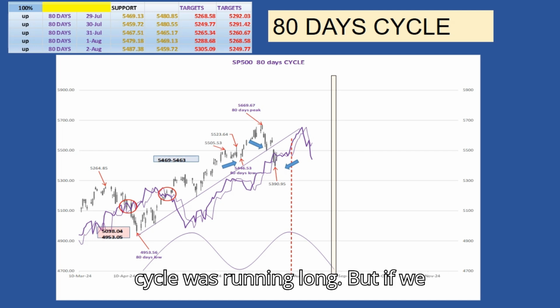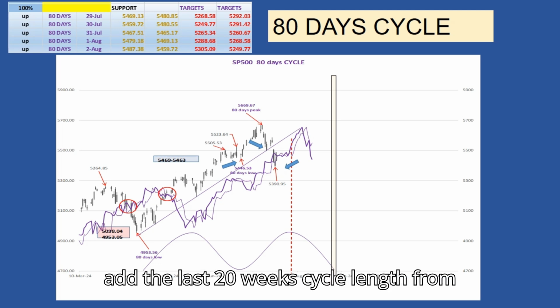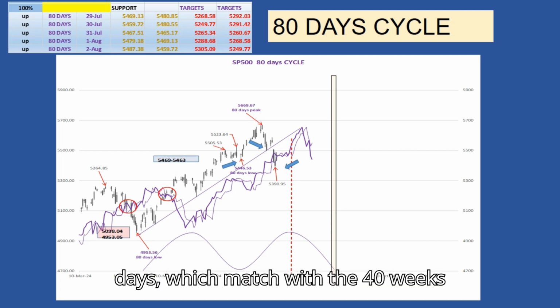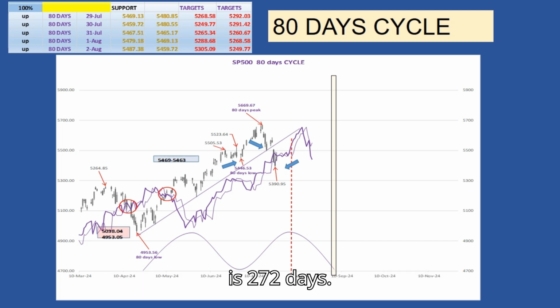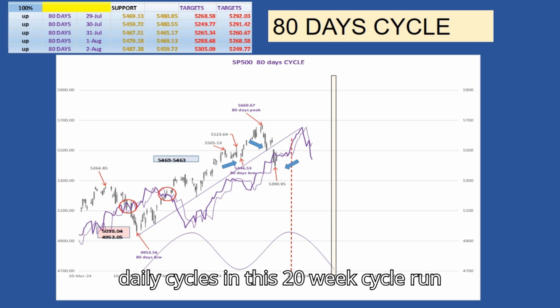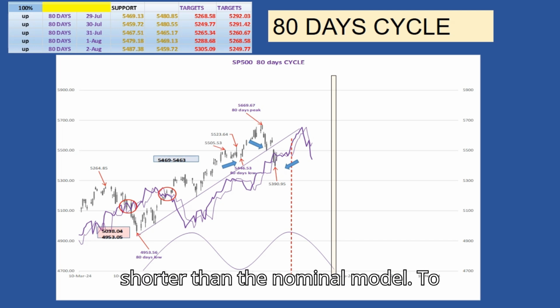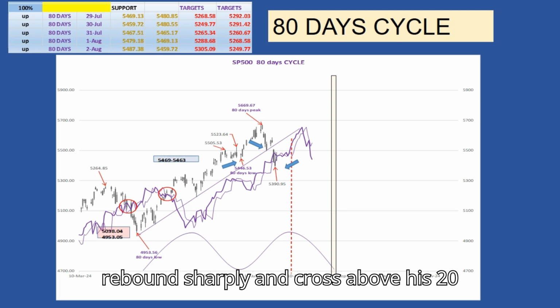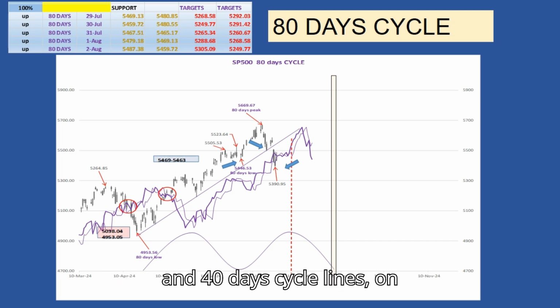was running long. But if we add the last 20-week cycle length from October 2023 to July 25, 2024, it is 273 days, which matches the 40-week cycle length on the nominal model, which is 272 days. In this case, we can estimate all the daily cycles in this 20-week cycle run shorter than the nominal model. To confirm this option, the market has to rebound sharply and cross above his 20 and 40 days cycle lines, on his way to a new all-time high.